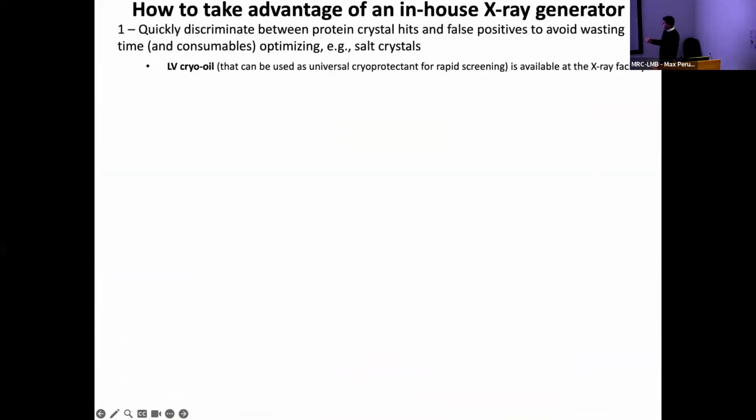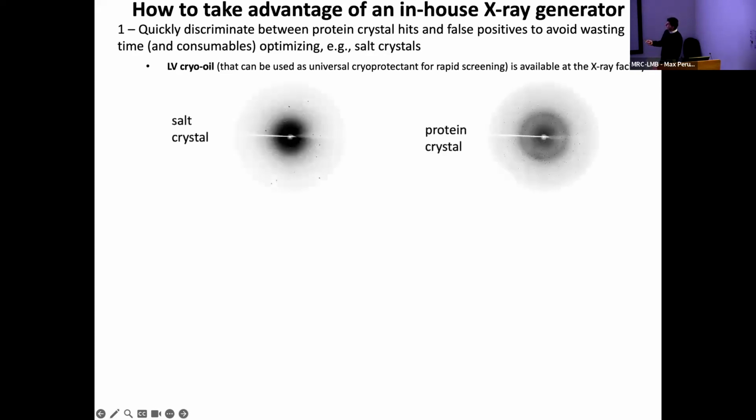So you can take advantage of our X-ray generator in-house. We can quickly screen your crystals. We also have a cryo oil, which means you don't need to make a cryoprotectant for all your different crystallization conditions. This is like a universal one, which is good enough just to screen the crystals, which will quickly tell you whether it's a salt crystal or a protein crystal. In case it's a salt crystal, you will know that you don't need to invest any more time to optimize this crystal. You can move on to your next hit.